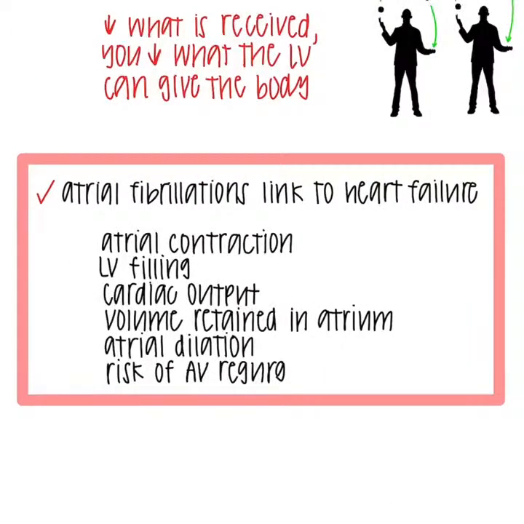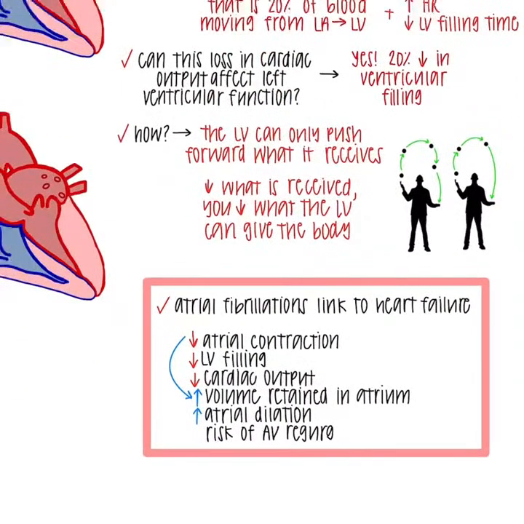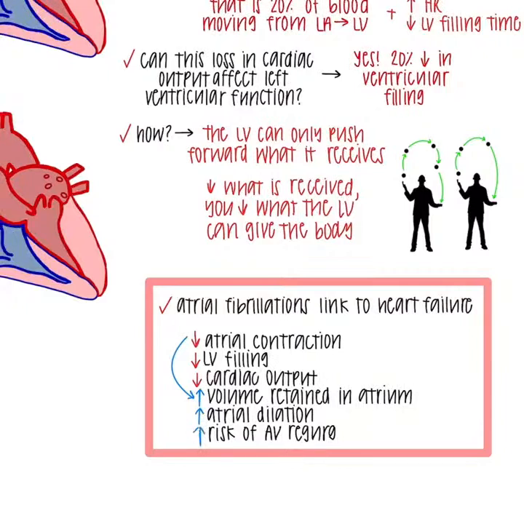In summary, in Afib's link to heart failure, some things that you are going to see include decreased atrial contraction, decreased LV filling, and decreased cardiac output. That reduction in atrial contraction really contributes to the increased volume retained in the atrium, increasing atrial dilation, which increases the risk of AV regurg, which are your mitral or tricuspid valves, and that reduction in cardiac output might be the cause of your fatigue symptoms.